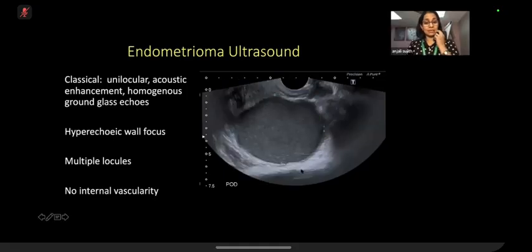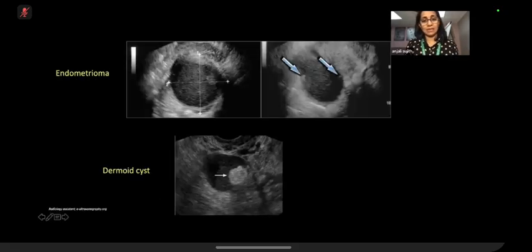So endometrioma, this is the classical appearance on ultrasound. Where you can see a unilocular cyst with packed low-level echoes, so sort of a ground glass appearance. It will not have any internal vascularity. It will have good posterior enhancement. Sometimes you can see a peripheral hyperechoic focus towards the periphery in an endometrioma, and you have to differentiate it from a dermoid cyst, which will show posterior shadowing.